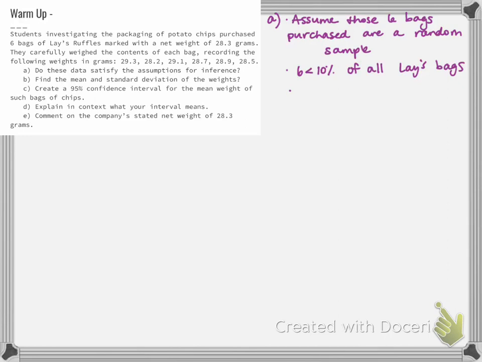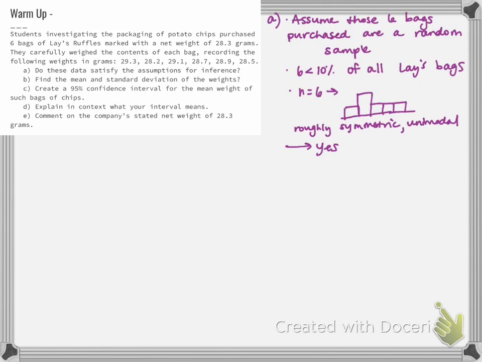After that, hopefully you made a histogram of what this looks like, and when I zoomed in to my histogram, with only 6 things, it looked like this. Which is roughly symmetric and definitely only has one mode. And so we're going to say yes, those 3 conditions are met for inference. Part B says to find the mean and the standard deviation. So you press stat, calc, one variable stats, and your mean and standard deviation are 28.78 for the sample mean and 0.402 for that sample standard deviation.